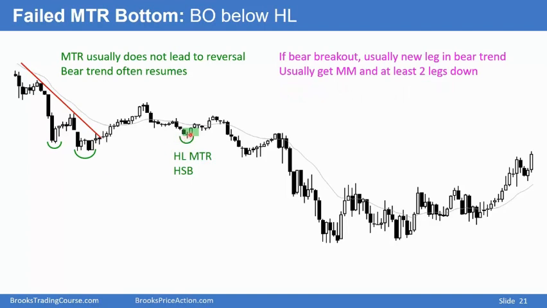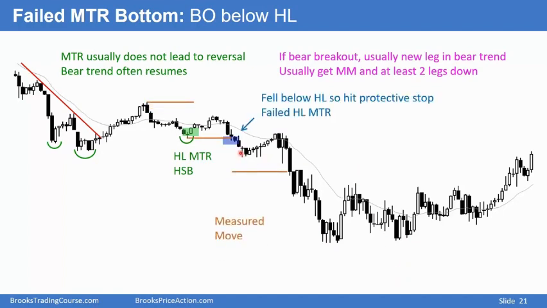The bulls who bought this reversal put their stop just below this low, and they'll get stopped out here. The bears know the bulls will do that. They know the bulls will give up, and a lot of bears will look to go short on a stop just below this low, exactly where the bulls are getting stopped out, and traders will look for two legs down. Here we got several legs down.